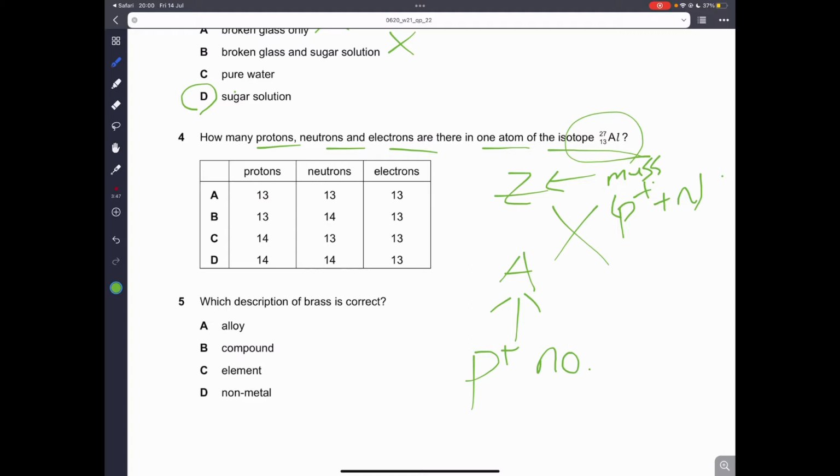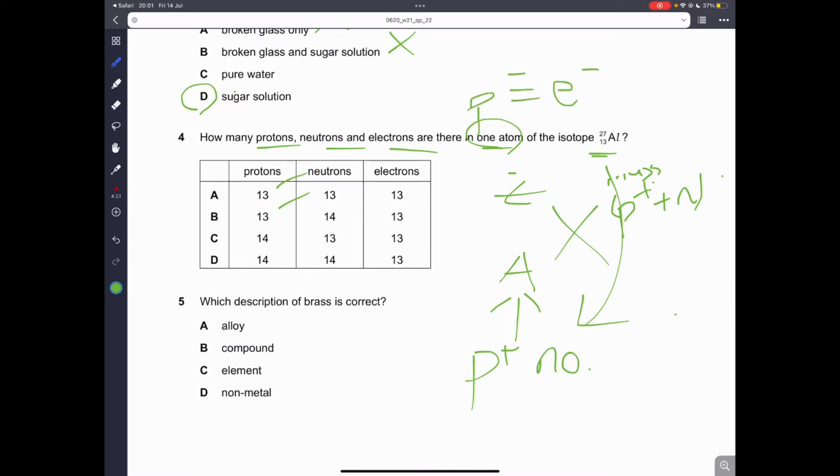So we have to find the aluminum. Okay, so another trick that you can use here is the fact that you just have to find the smaller number first. The smaller number is 13. So this 13 is definitely the proton number, because the mass number always has to be bigger than the proton number. So it is definitely going to be either A or B. Now we have to find the electrons. It says one atom. If it's one atom, the electron has to be neutral, which means the proton and electron numbers have to be equal.